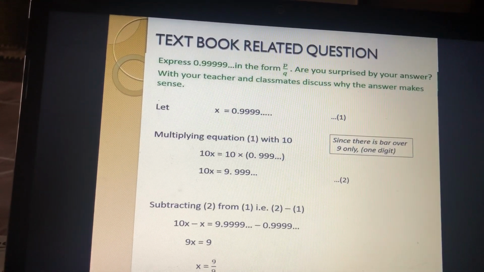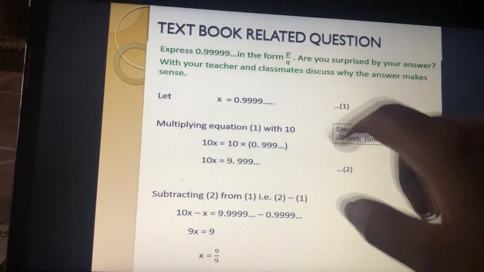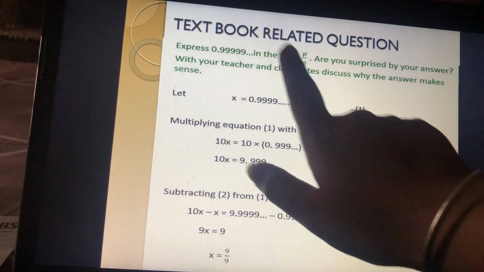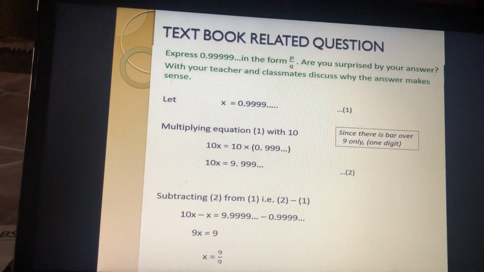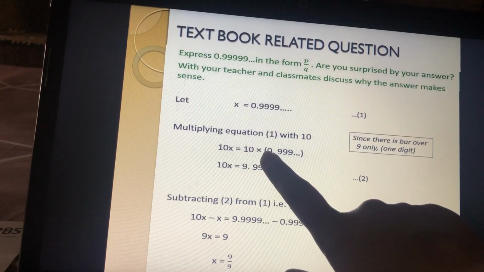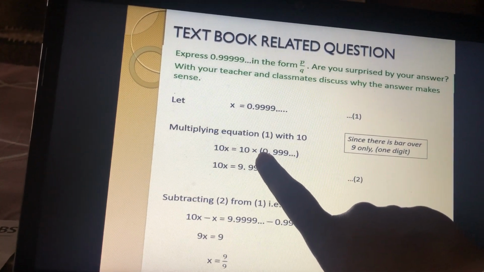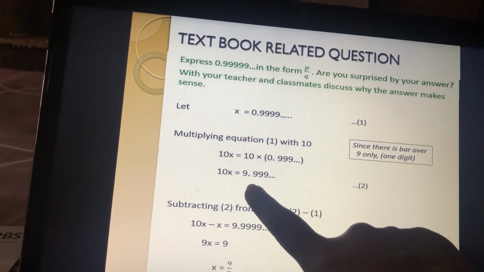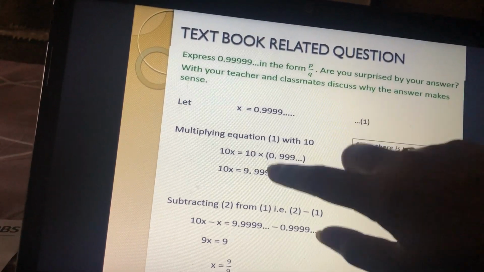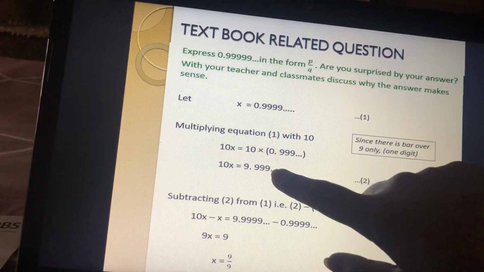This is another textbook question. We have to express this non-terminating repeating number in the p upon q form. For this we have to take let x is equal to this, multiply the equation with 10. 10 से multiply किया, you get this. Now we will subtract this. Why are we subtracting this? So that we can remove the decimal value.